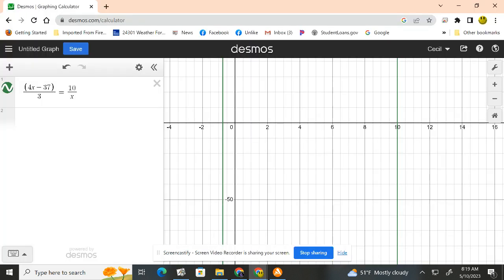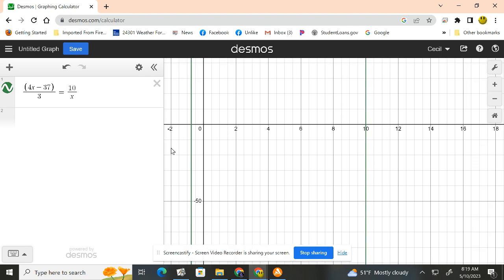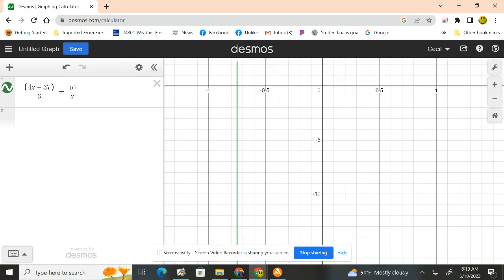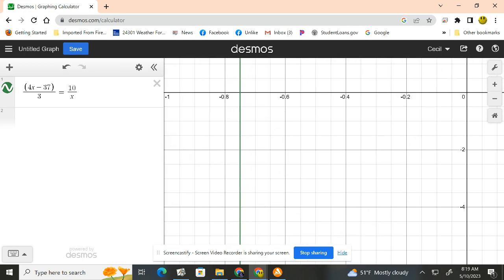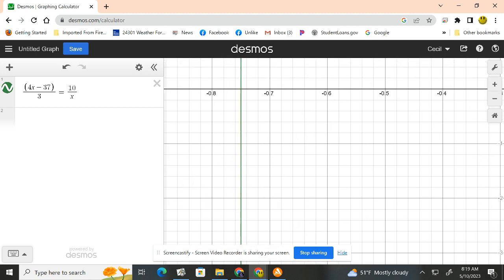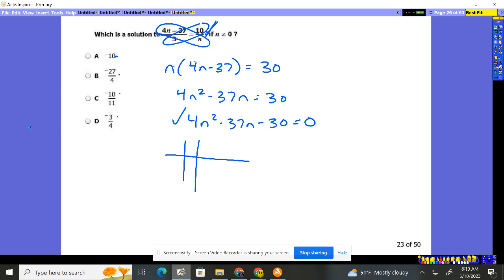I simply set the equation. You can see it crossed right here. Now, I can't see the solution, but as I zoom in, we can see that it's between negative 0.7 and negative 0.8. So it looks like it's in the dead center. It looks like it's negative 0.75. So if we come back here, negative 0.75 is who? Choice D, which is who it is.